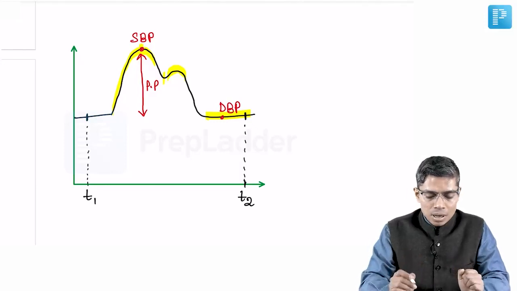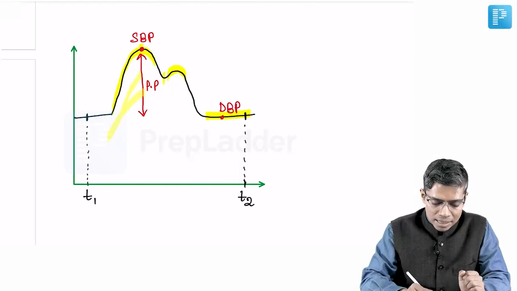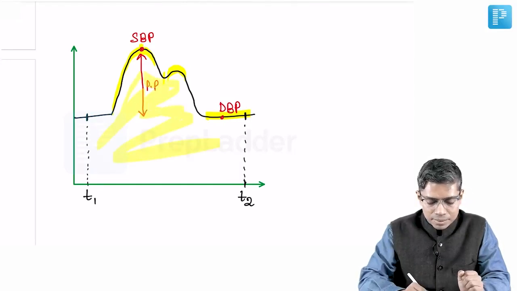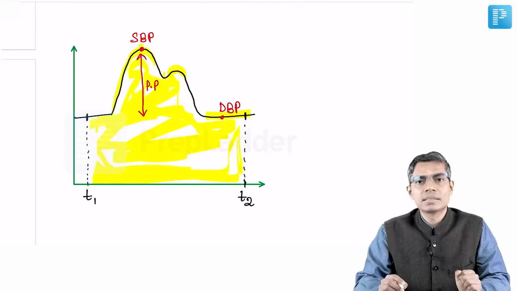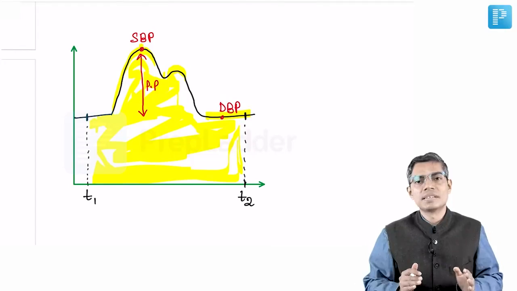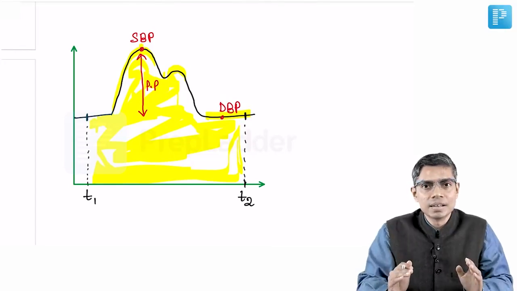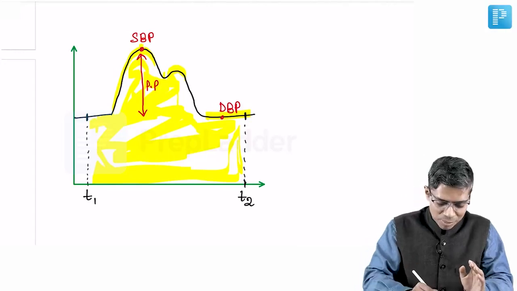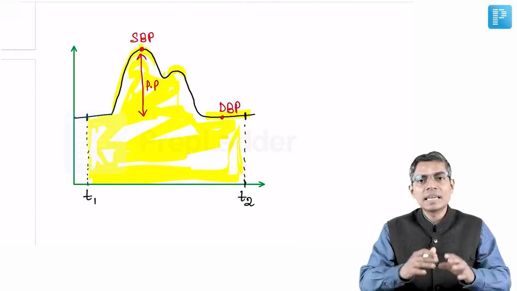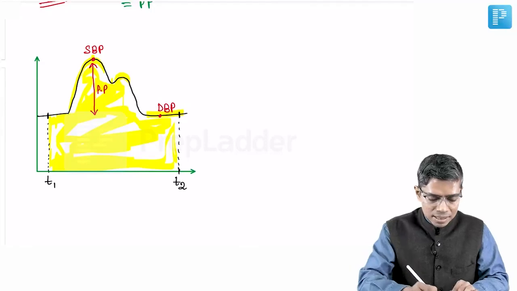So what I have to do? I have to take the area under the curve. Okay, so I have to take this whole area under the curve, and then if I divide this area under the curve by this time interval, then I am going to get the actual mean arterial pressure. Getting my points? What I'm saying? So I have to take the area under the curve. So how to take the area under the curve?